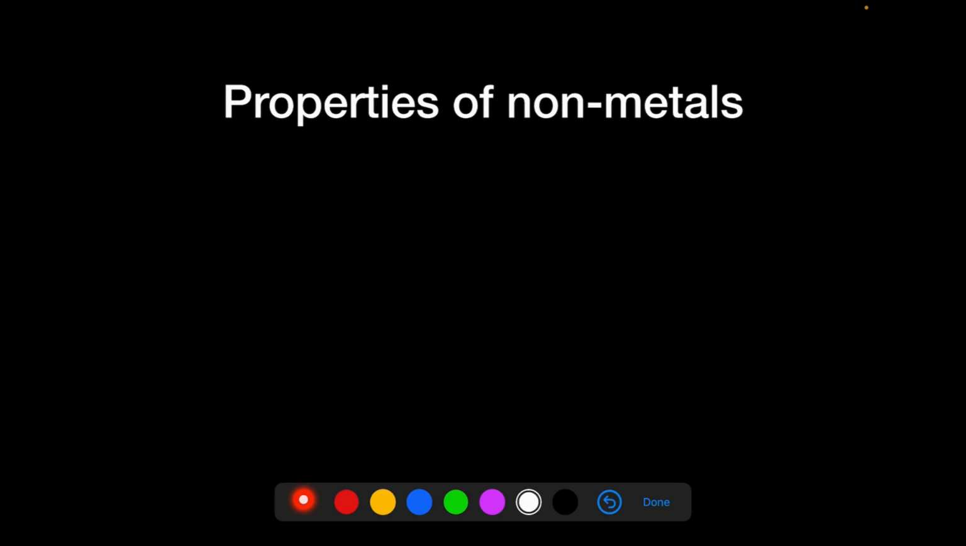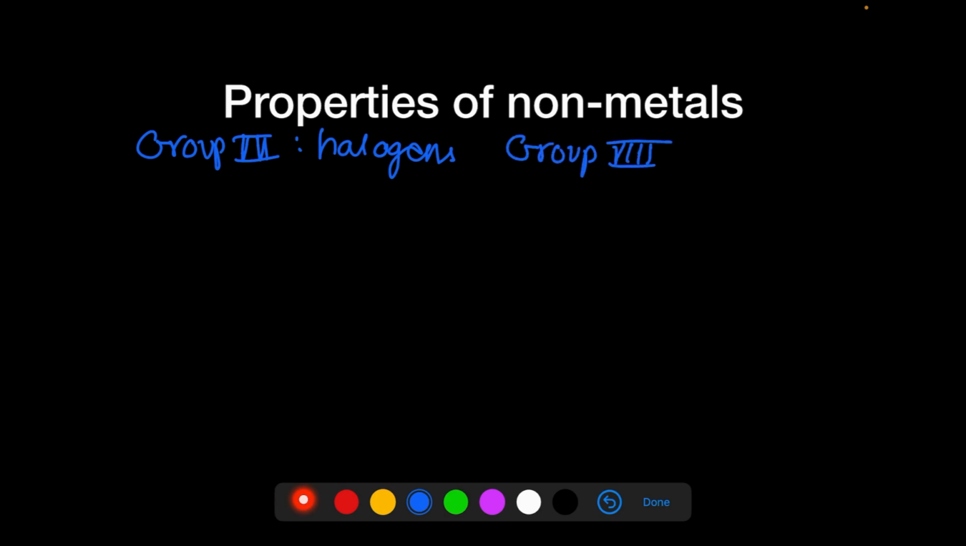Moving on to non-metals, we have group 7, which are halogens, and group 8, which are noble gases. They have low melting and boiling points, apart from the giant covalent structures which are formed.